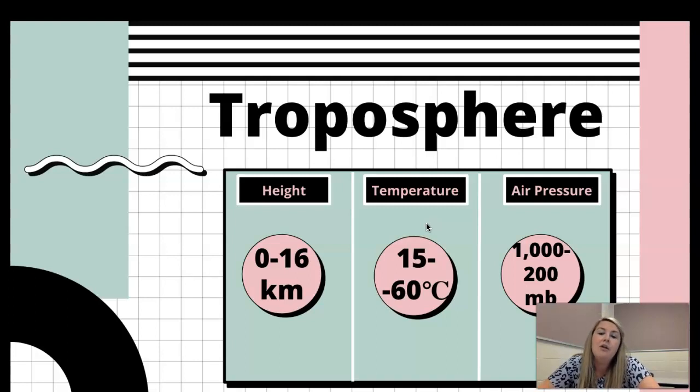For air pressure, it goes from 1,000 millibars down at the surface where we are, because we've got the whole pressure of the atmosphere pushing down on us. Then as you go higher in the troposphere, away from the surface, the air pressure lessens to 200 millibars. So that's a big range of air pressure there.